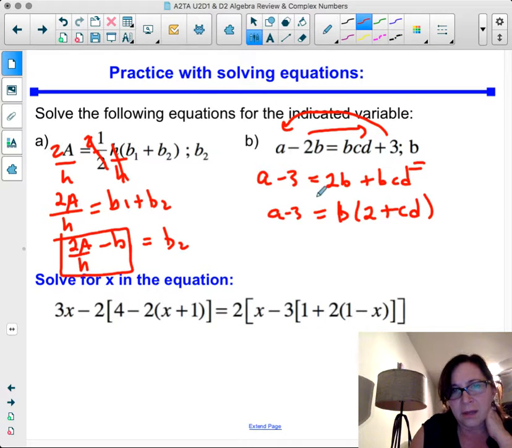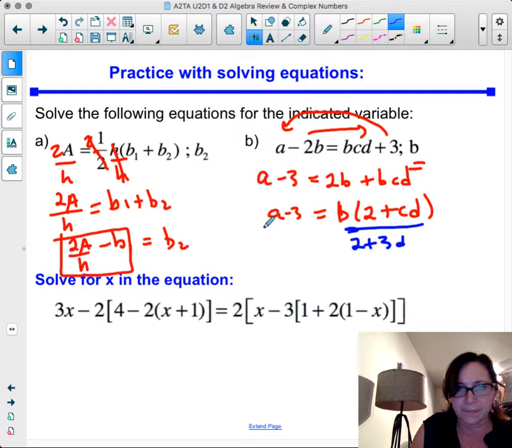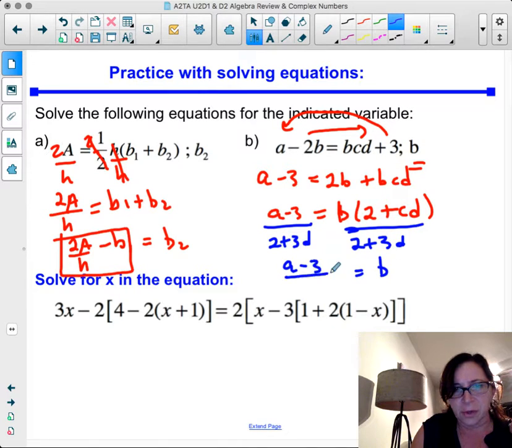And then the b is all by itself, so all I have to do is divide both sides by 2 plus 3d. That becomes my answer: b equals a minus 3 over 2 plus 3d.